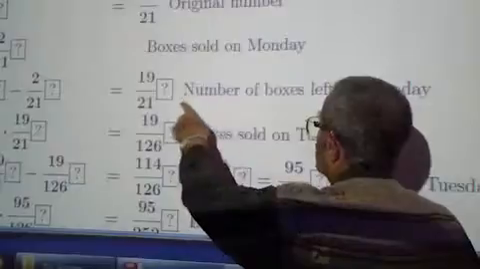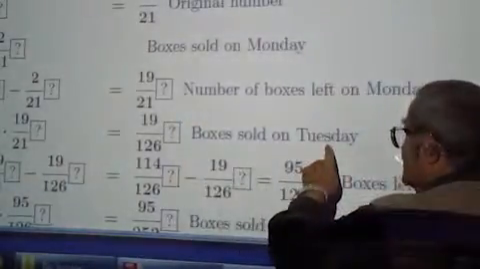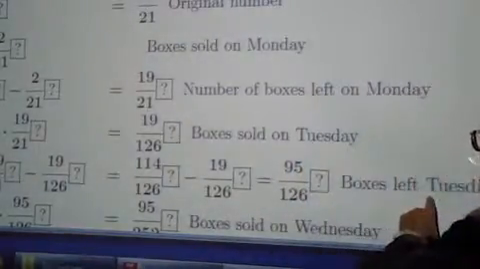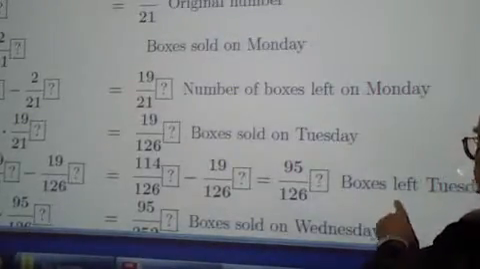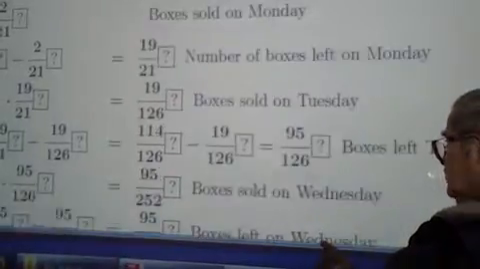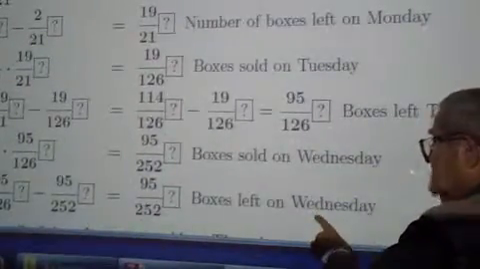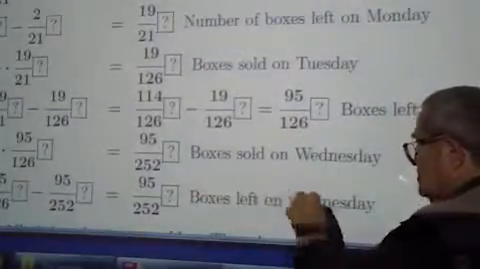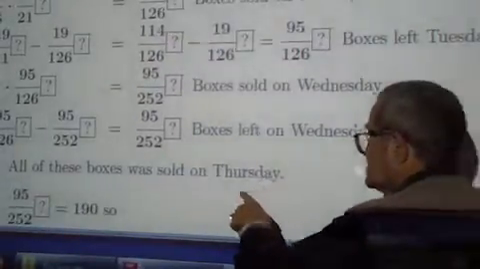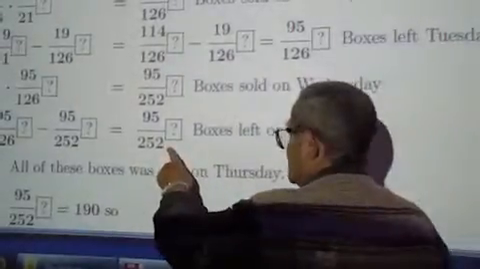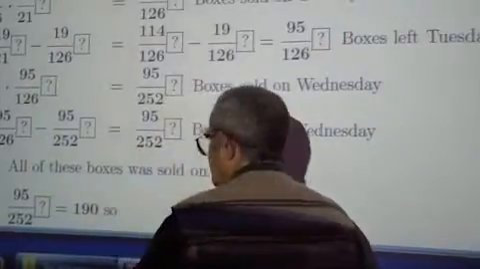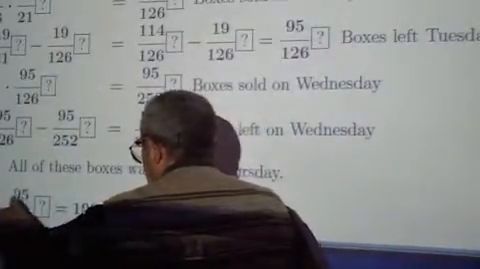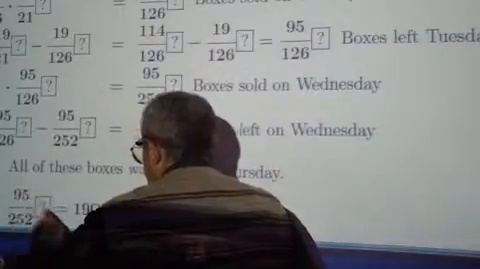Number of boxes left on Monday, number of boxes left on Tuesday, number of boxes left, that should be Wednesday probably. No, that's what I've left on Tuesday. So this is what I sold on Wednesday. This is what I've left on Wednesday. So first you sell and then you remove. And this is the fraction I have left on Thursday. So the fraction times what I'm after is 190. So multiply both sides by the reciprocal, the 252 over 95, and you get your 504.